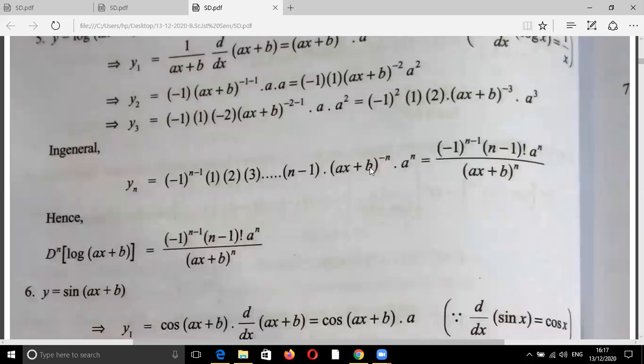And then here, again the same way, a to the power minus m you can write as 1 by a to the power m, that's why you are writing here x plus b to the power n in the denominator into a to the power m. Now you got this, the general one, the nth derivative you are writing here.